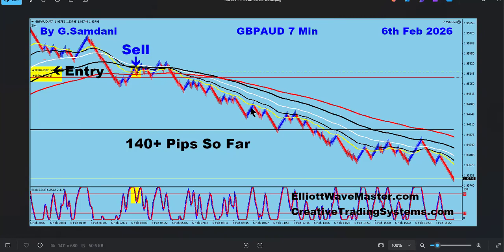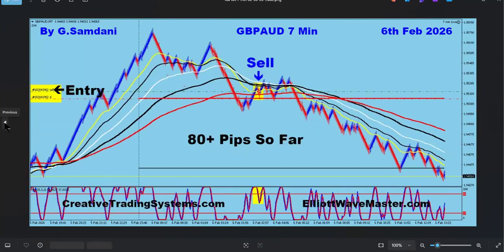This one is a short entry. This was a short entry. Then I take one of these entries and the final destination is to the downside. That's how simple it is. Right? After the reversal candle, see this?